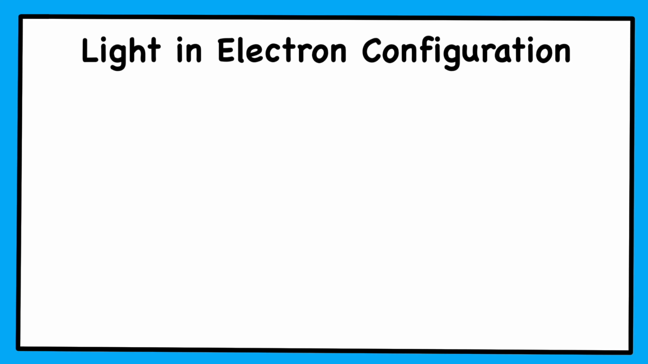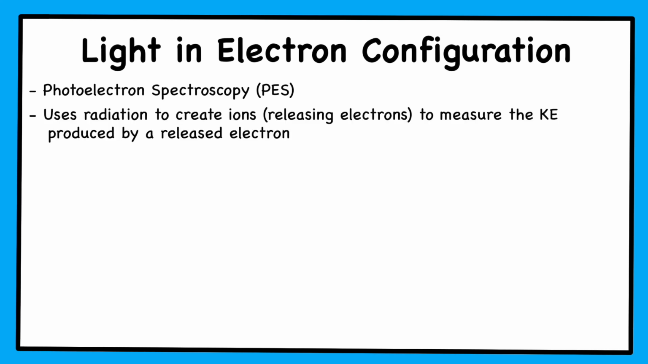Now that we have an understanding of light, we can talk about how it applies to electrons and electron configuration. Chemists have developed a technique that utilizes the photoelectric effect to measure electrons' bond strength within an atom called photoelectron spectroscopy, or PES for short. PES works by creating ions out of a substance using high energy radiation to measure the kinetic energy produced from ejected electrons.